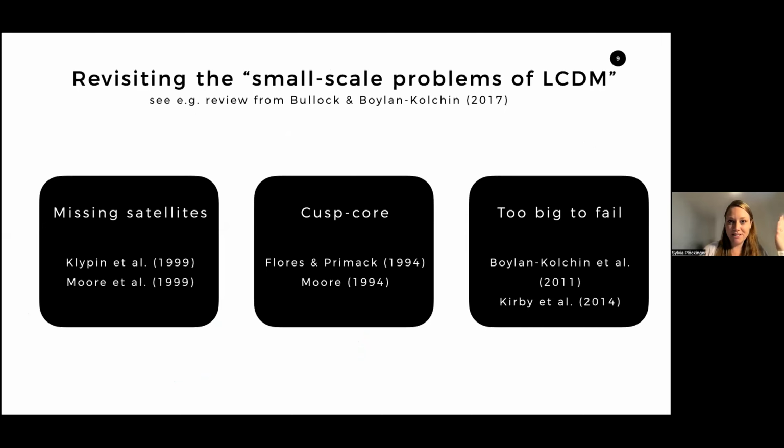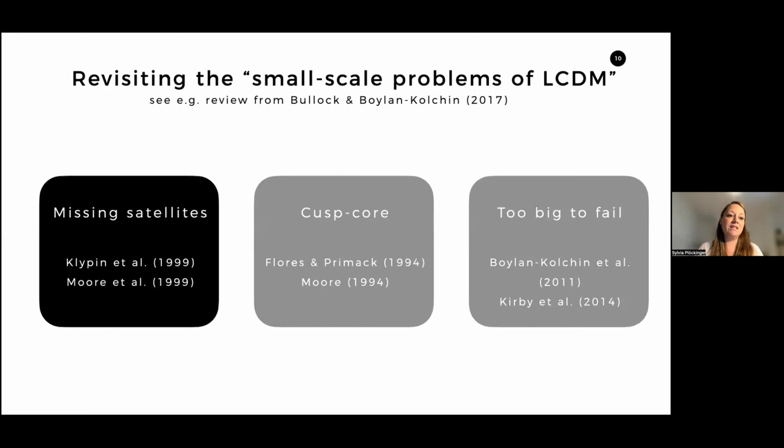So with that in mind, I would like to just remind you of some of the small scale problems of the current cosmological model. These are things where there has traditionally been a mismatch between observations and simulations. They are all quite established and kind of old at the moment already. But I would like to give a modern twist on each of them and bring them back into the current time. So, the missing satellites problem.